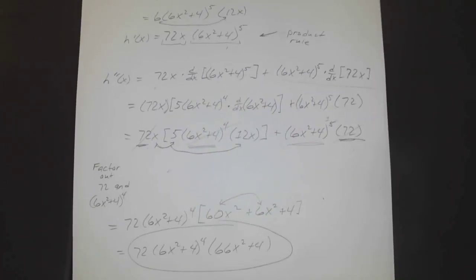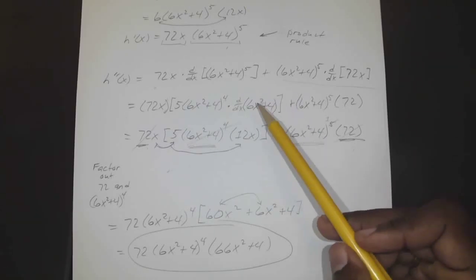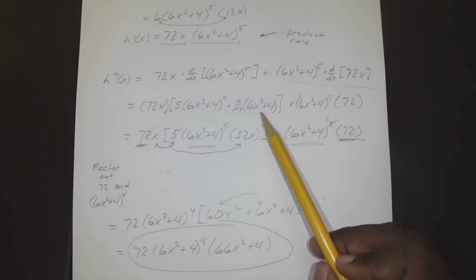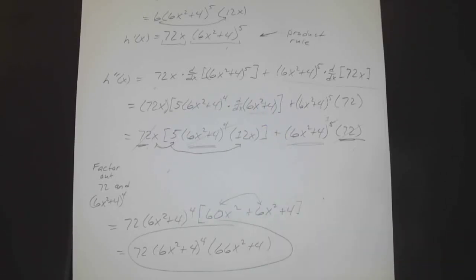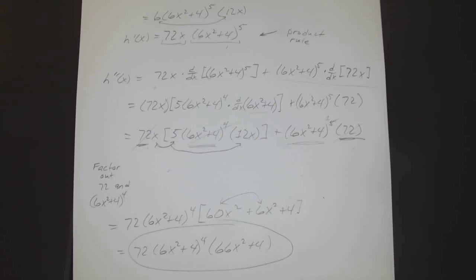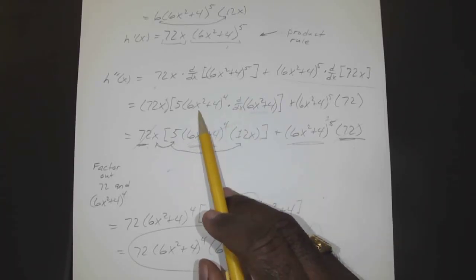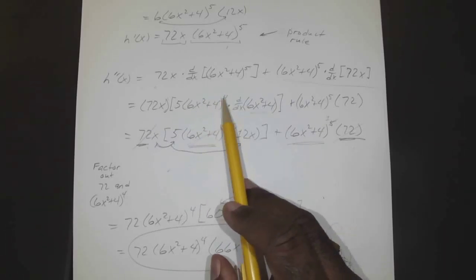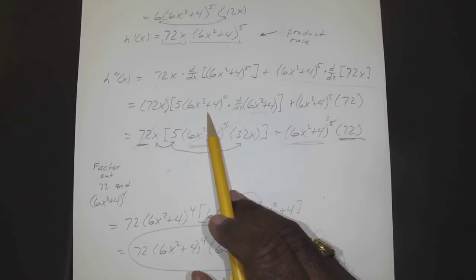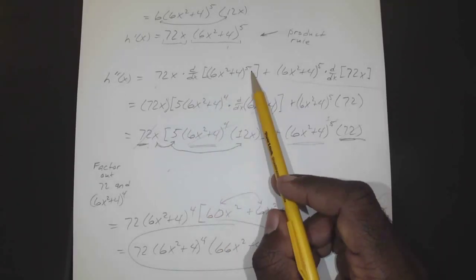All right, any other questions on this one? Oh, the derivative of the inside. Bring that 2 down, that became 12x. I had 72x multiplied by 5 parentheses 6x squared plus 4 to the 4th plus 6x squared plus 4 to the 5th times 72. Yep, you forgot, remember when you do the chain rule, you have to multiply it by the derivative of what's inside. And the derivative of what's inside would be 12x? Yep, that's your 12x.